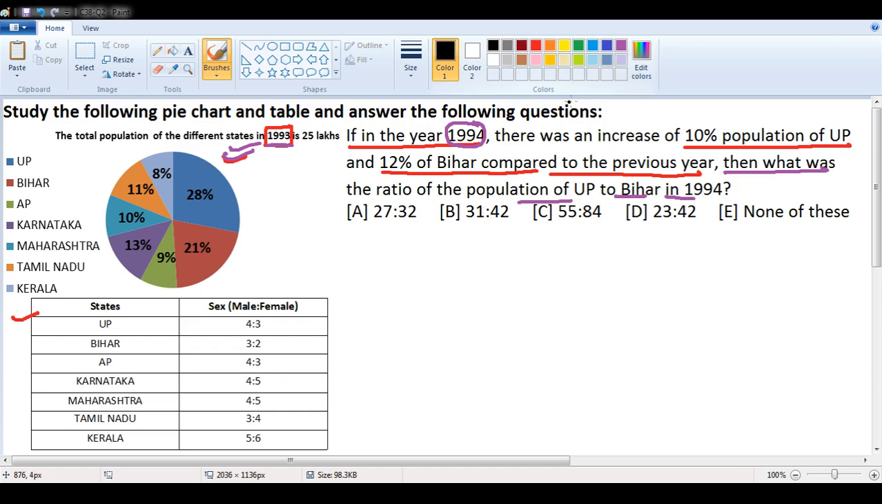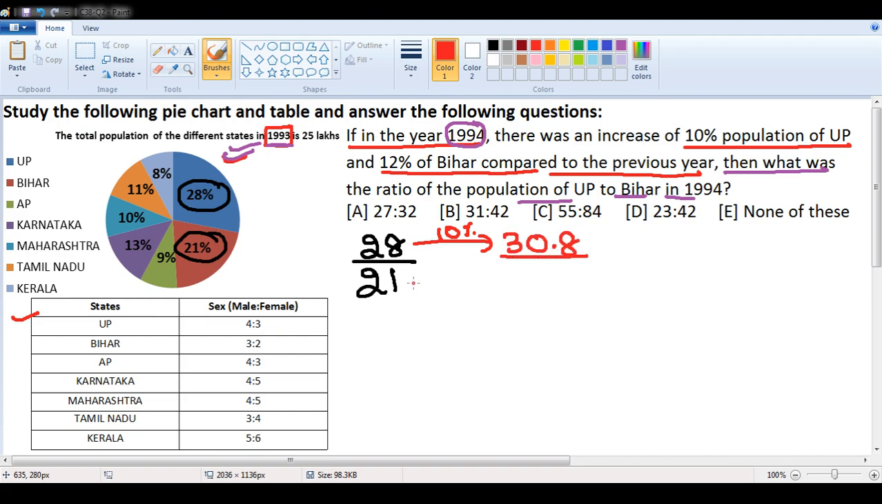First thing is UP. UP in 1993 is given as 28 percentage, right? Bihar in 1993 is given as 21 percentage. Now they are saying that UP increases by 10 percentage. 10 percentage of 28 is 2.8. So 28 plus 2.8 is 30.8.